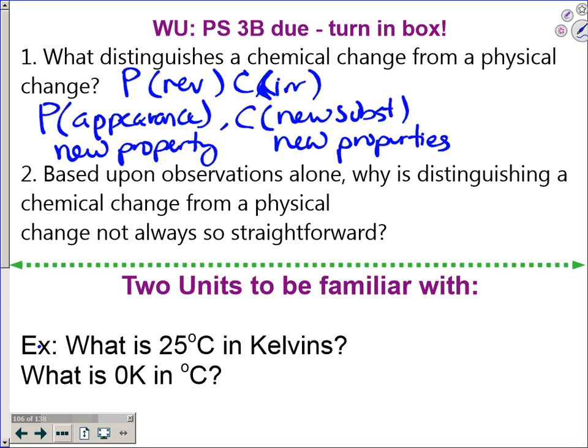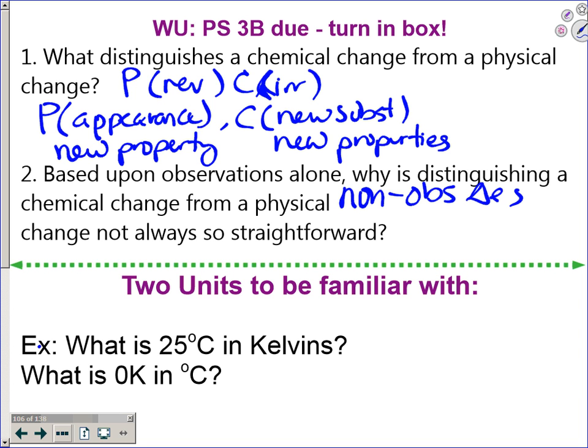So based upon observations alone, why is distinguishing these changes not always straightforward? There's one in particular that kind of falls on both sides. It makes it kind of difficult to tell if it's a physical or chemical change. CJ, anything? Like, chemical changes aren't always able to be seen, obviously. Okay, so you know it's happening, but maybe it's not observable. So non-observable changes.